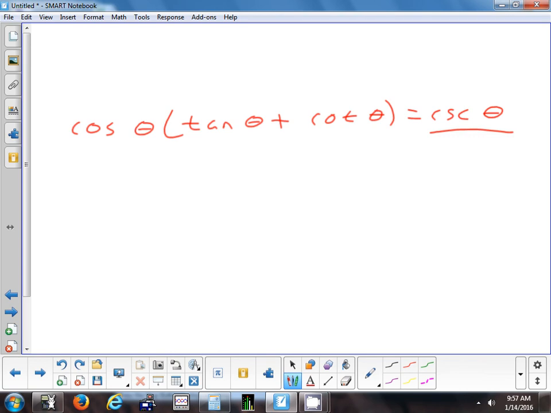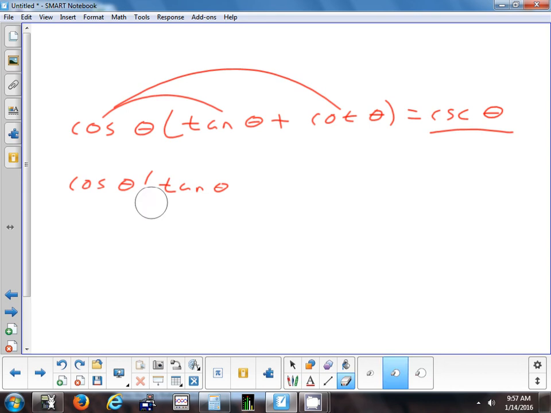All right, first thing I'm going to do on the left-hand side is distribute out cosine. So we have cosine times tangent. Whoops, let's get rid of our parenthesis. So cosine times tangent plus cosine times cotangent. All right, and now just leave that right-hand side the same. We're just going to keep working with the left-hand side till it finally turns into the right.